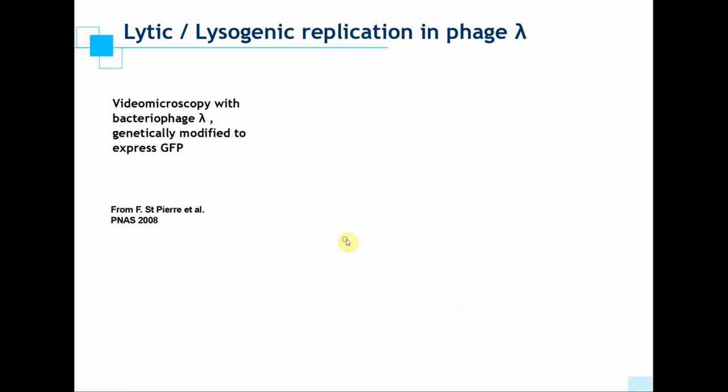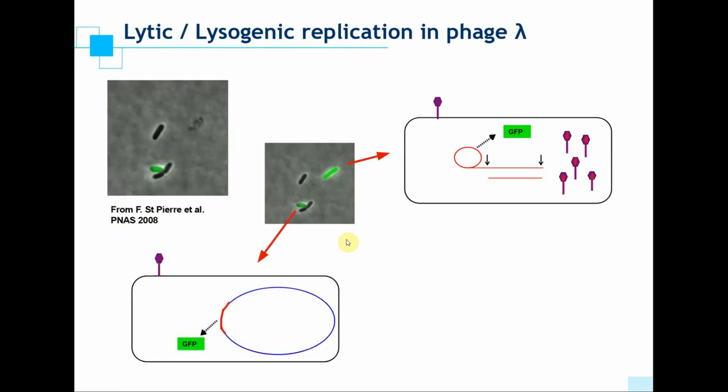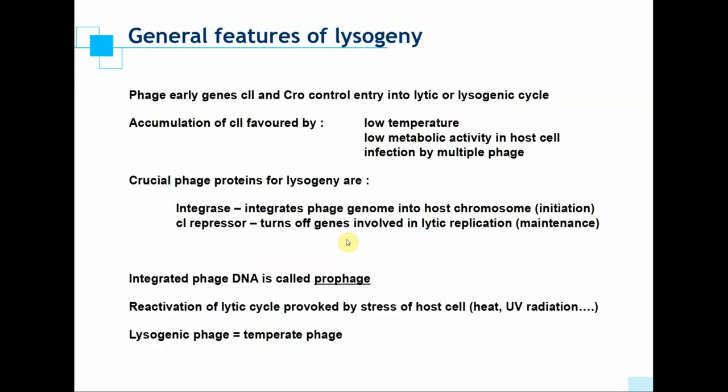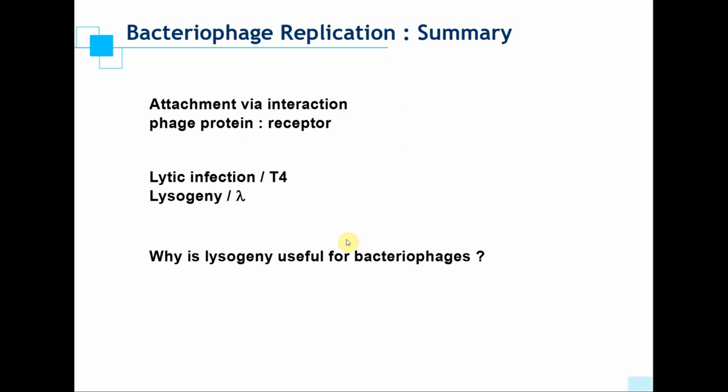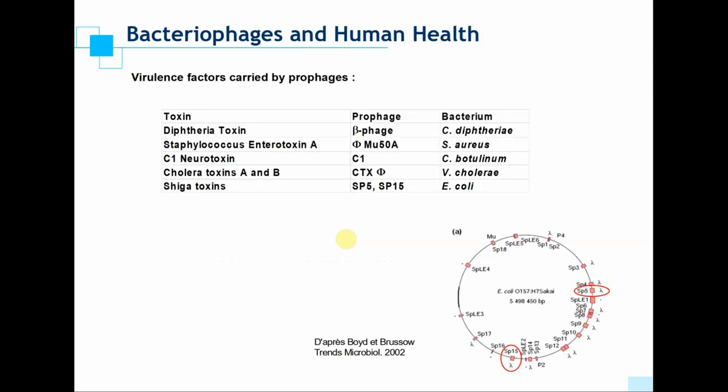Okay, so we get up to here. That's about it for bacteriophage replication. These are incredibly classic examples. Everybody should know these. Okay, T4, lytic infection, lambda lysogeny. And I think, for me, what is important is to understand why this lysogenic cycle is useful for bacteriophage. That's why it exists.